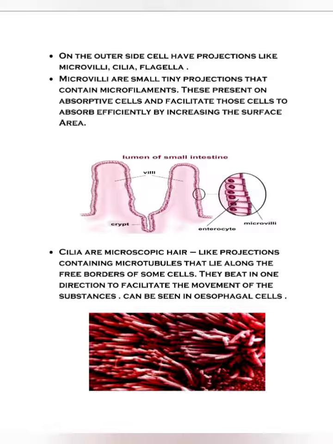Coming to the cilia. Cilia are microscopic hair-like projections containing microtubules that lie along the free borders of some cells. They beat in one direction to facilitate the movement of substances. They can be seen in the esophageal cells, and these cilia help the substances to come out or go through the tubules. For example, cilia present in the trachea help the sputum to come out of the lungs. So likewise, the cilia help the movement of substances in the lumens.